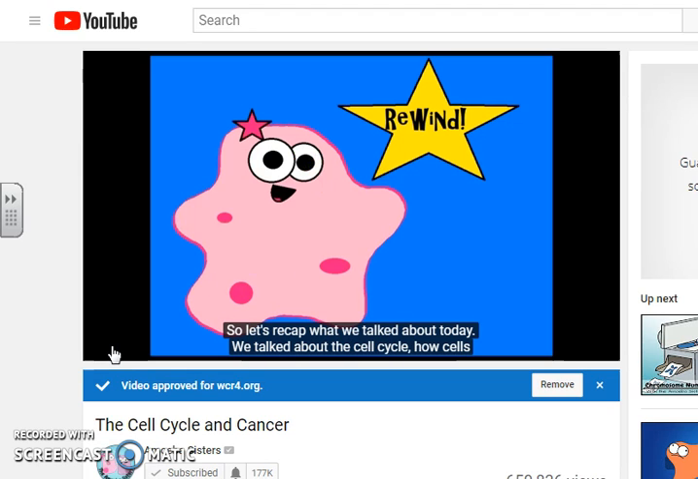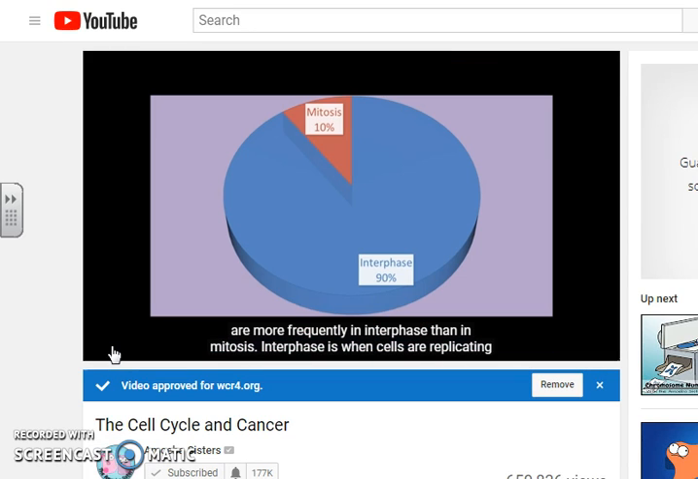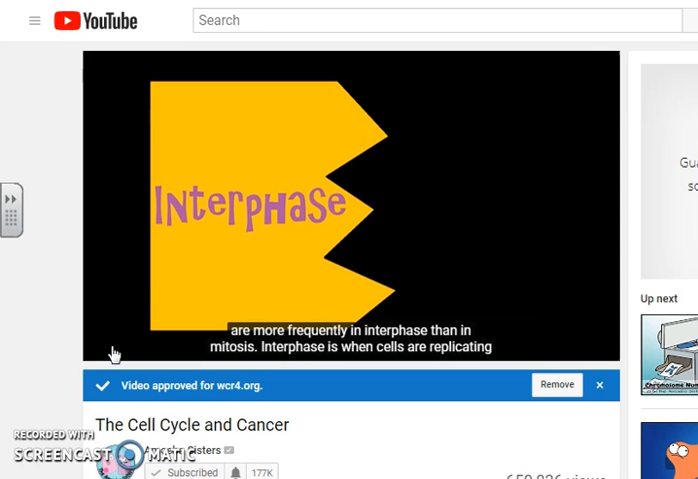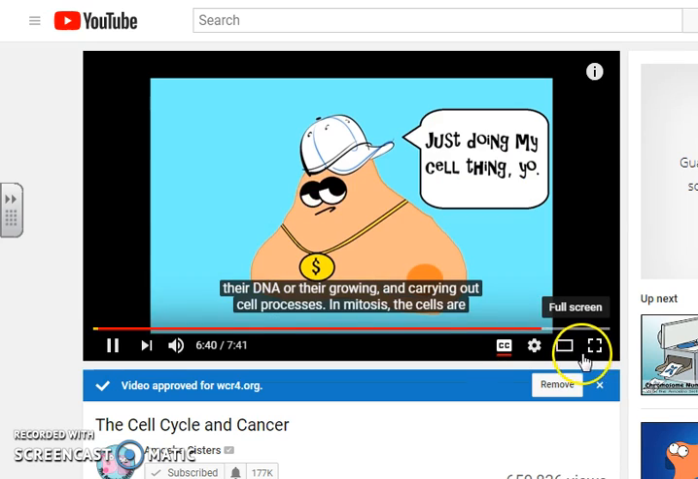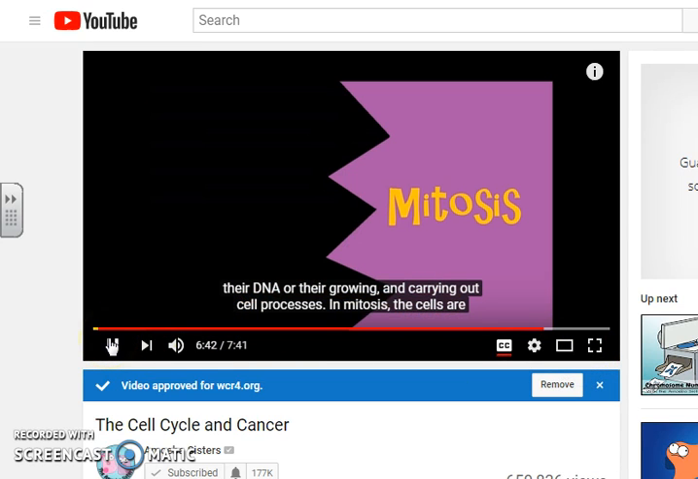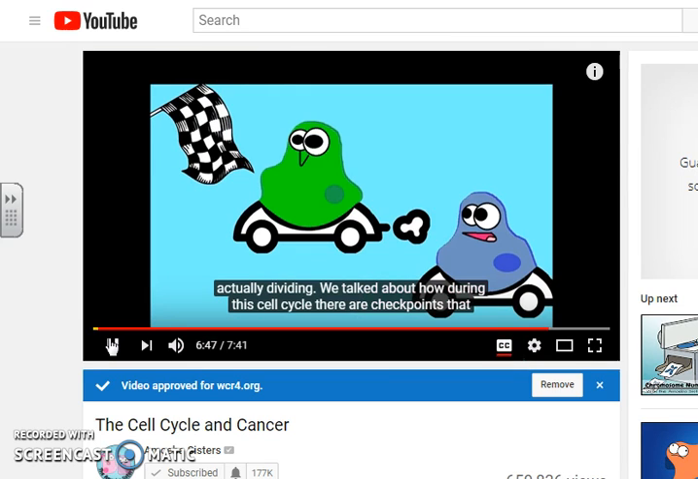So let's recap what we talked about today. We talked about the cell cycle, how cells are more frequently in interphase than they are in mitosis. Interphase is when cells are replicating their DNA or they're growing, carrying out cell processes. In mitosis, the cells are actually dividing. We talked about how during this cell cycle, there's checkpoints.